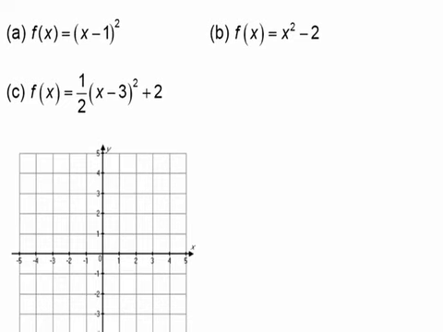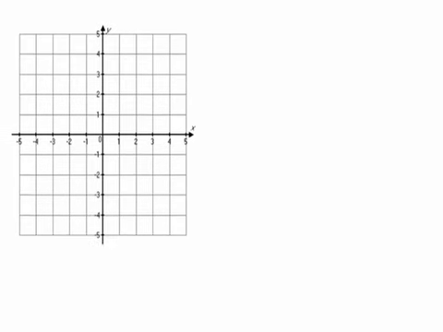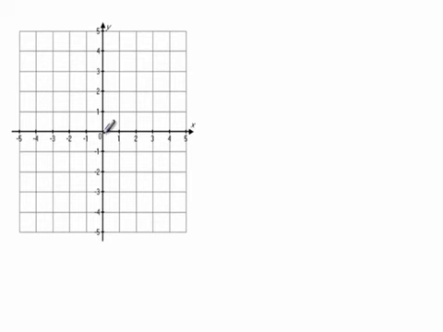Part B, we have f of x equals x squared minus 2, and the effect of this minus 2 will be to move all of the points of x squared down 2 units. So what would that graph look like? The point 0, 0 is on x squared. We'll move it down 2 units.